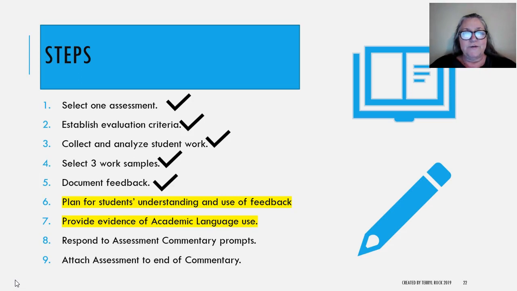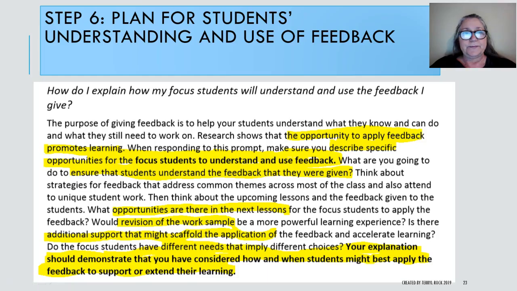So far in this series, we've discussed selecting an assessment, creating your evaluation criteria, analyzing student work, selecting the 3 work samples, and documenting feedback. This one is going to be about student use of feedback, and my next part will be on academic language use. It's best to go ahead and start thinking about how you're going to plan to have students understand and use the feedback.